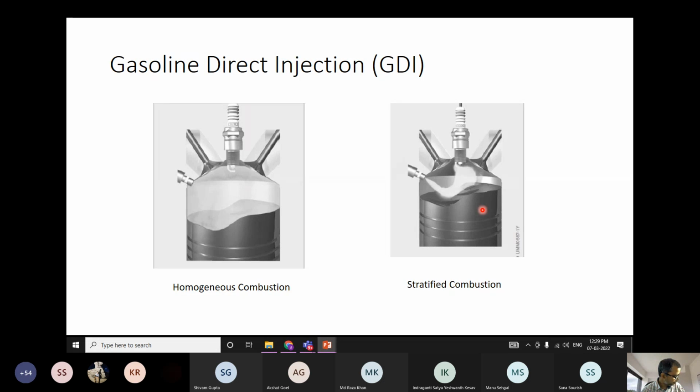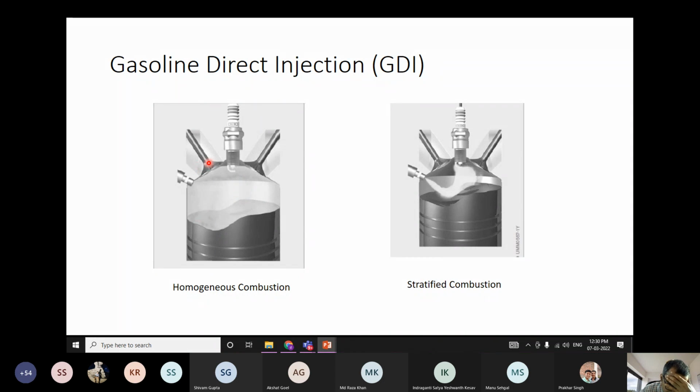Sir, how is the air fuel ratio controlled in the homogeneous combustion? Yeah, it is the same way that we control the air fuel ratio in the PFI mode. The only thing is that we have shifted the injector into the combustion chamber. So here, the same way, during the intake stroke.